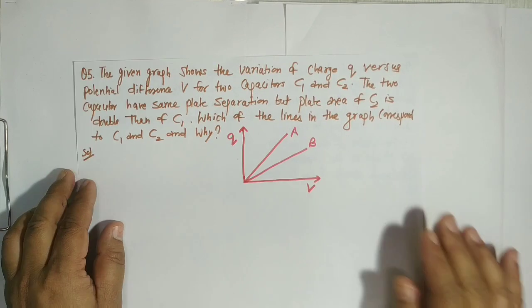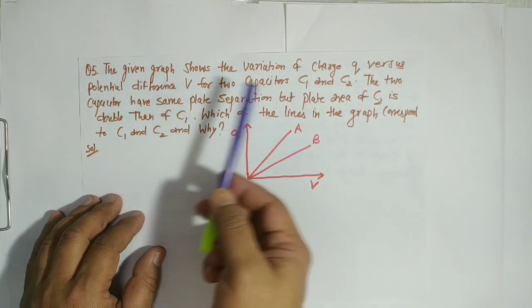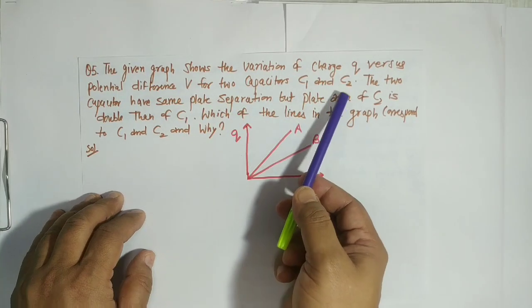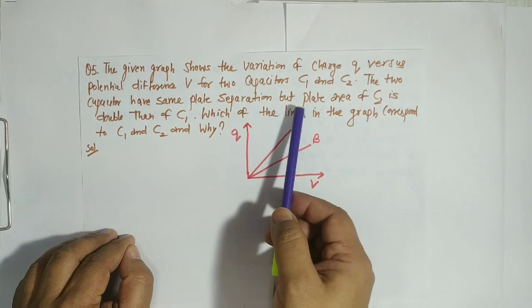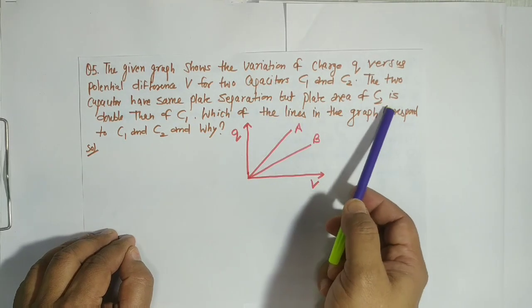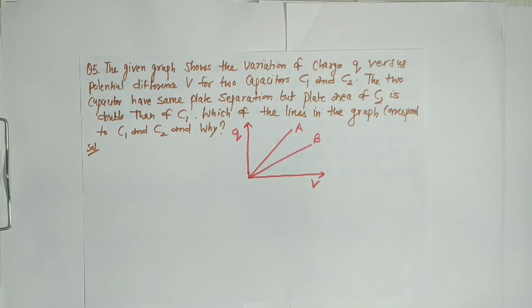Question number 5, and see what 5th says. The given graph shows the variation of Q versus V for two capacitors C1, C2. The two capacitors have the same plate separation. That means the same plate separation, and the plate area of C2 is double that of C1. Which of the line graphs corresponds to C1 and C2?